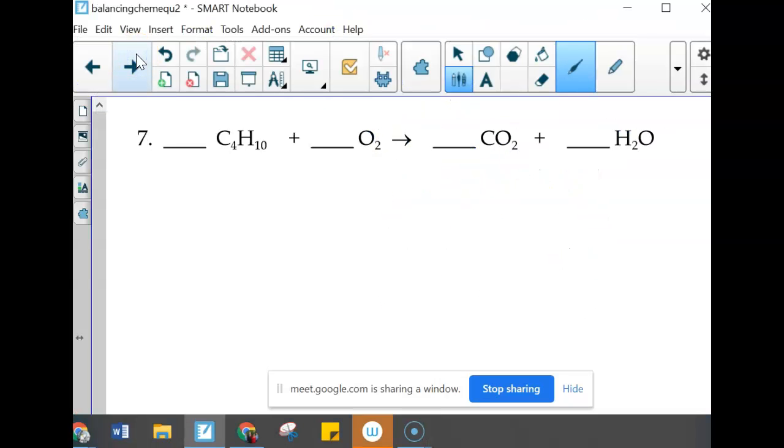Okay, number 7. Let me flip back to my answer key because then I don't have to do it in my head really quick. Number 7 should be 2, 13, 8, 10. Anybody need to see it? Please let me know. Don't hide. Don't be embarrassed to ask. This is your learning time. If you need to see it, I'll do it. Yes, please.